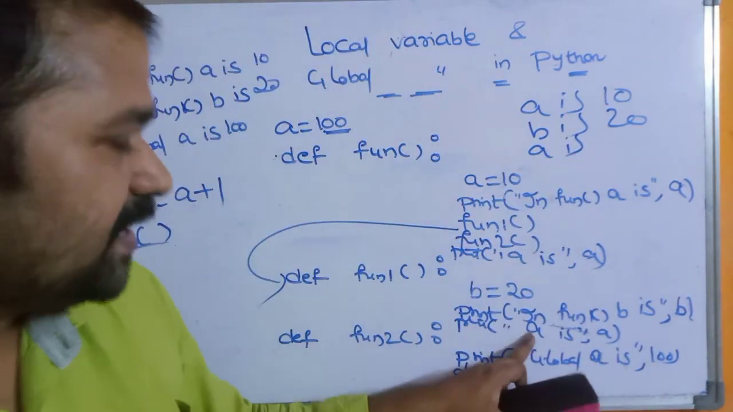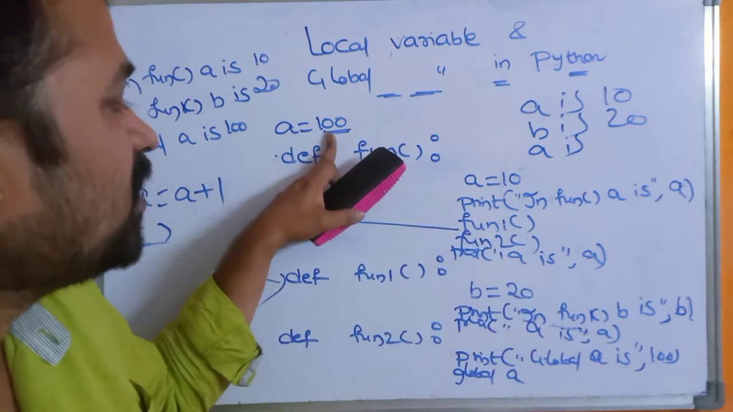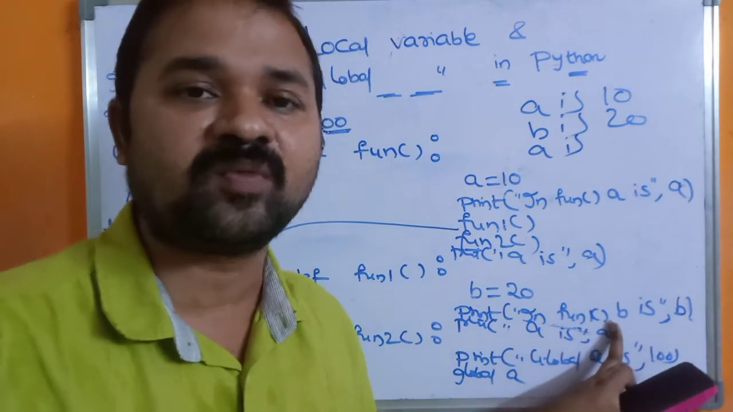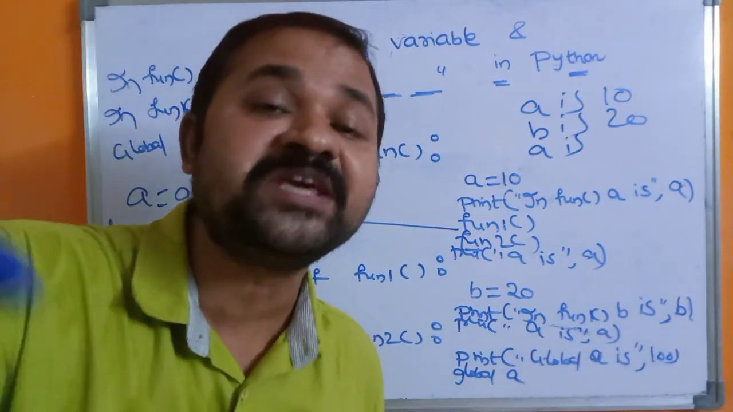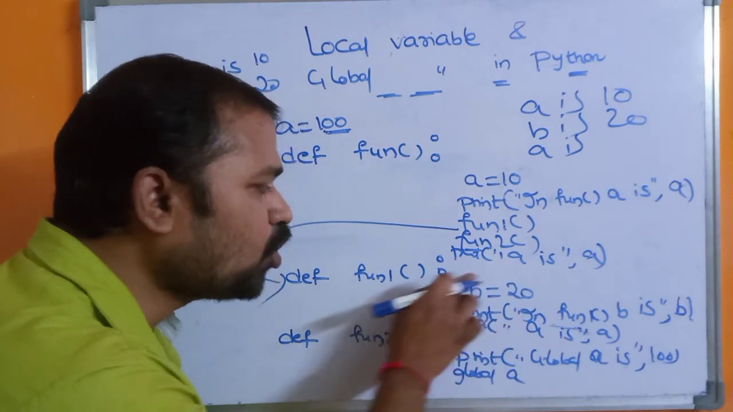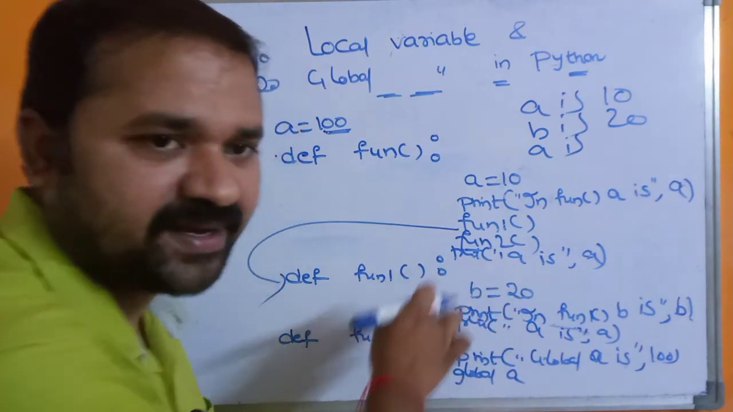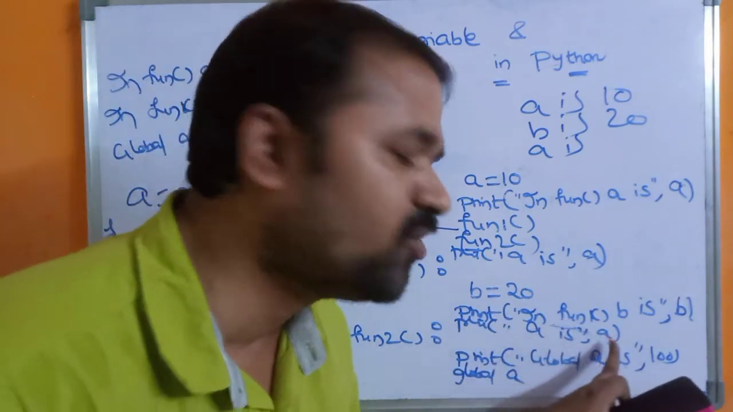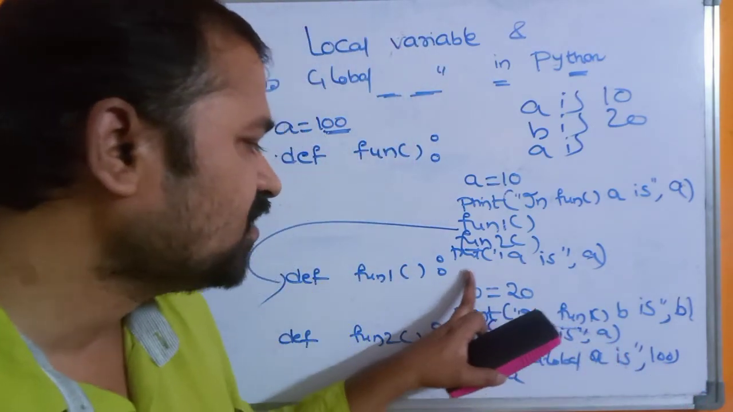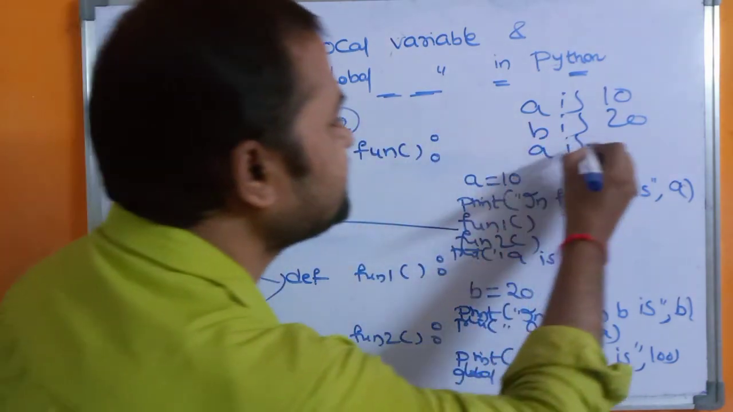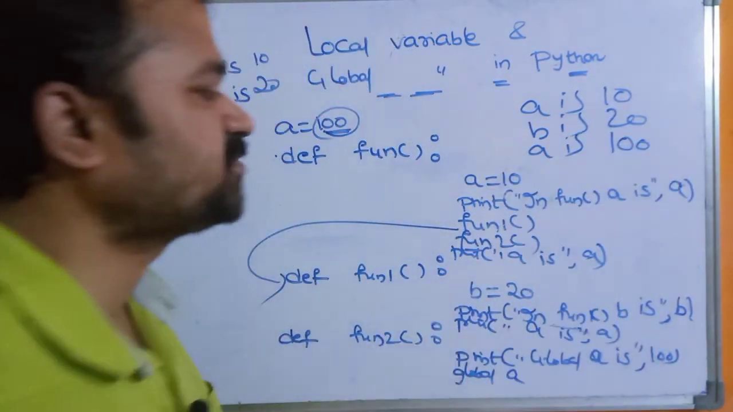Here we declared a as a global variable. So we can access that a here. There is no problem. But if we want to perform any operation on a, then we have to write a statement as global a. But here we are not performing any operation. Simply we are displaying only the a value. So that's why global a is not needed here. So what is a value? a is 100. So that statement will get printed.